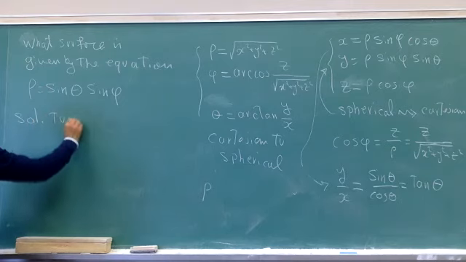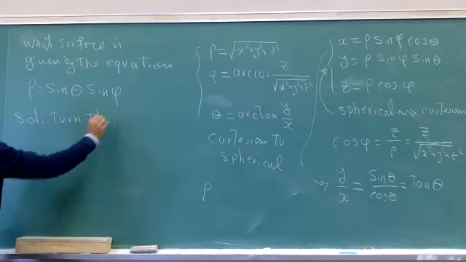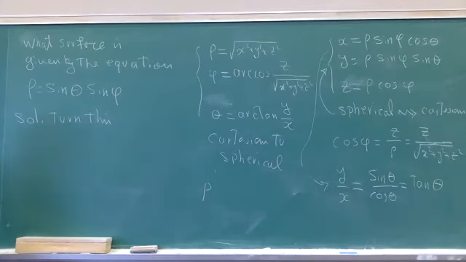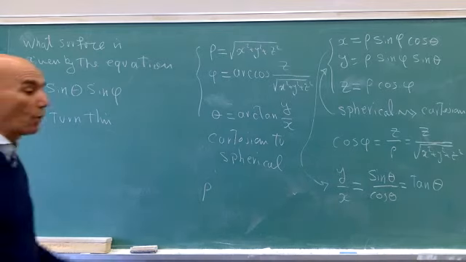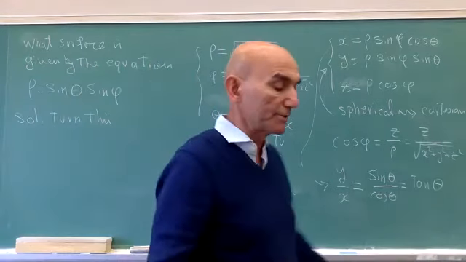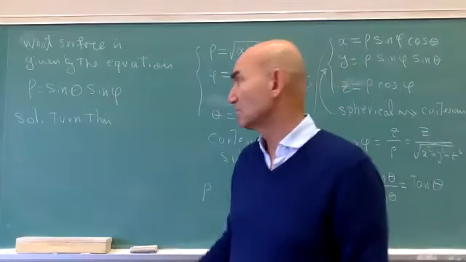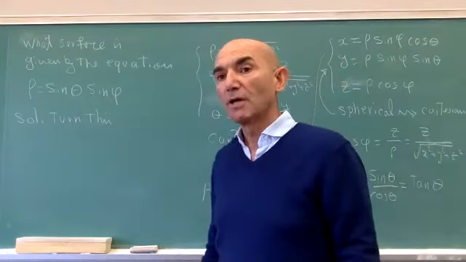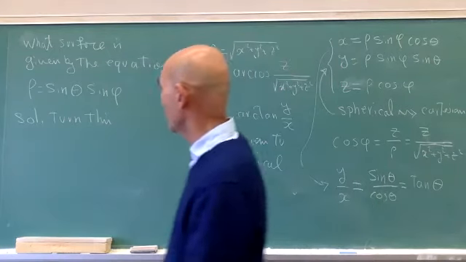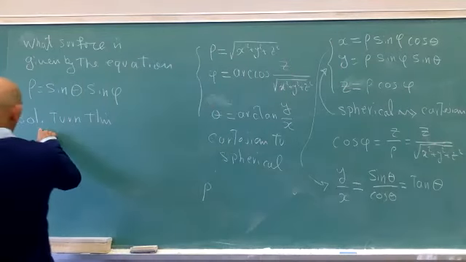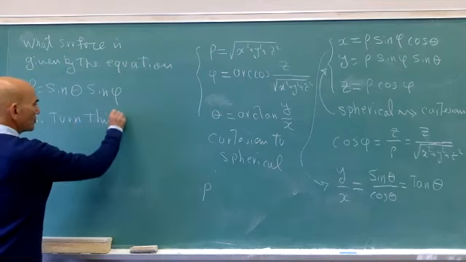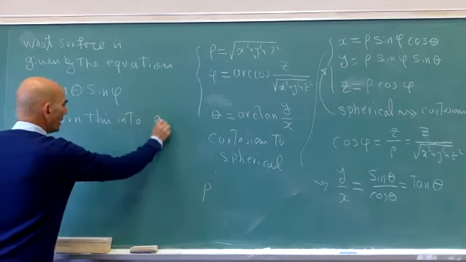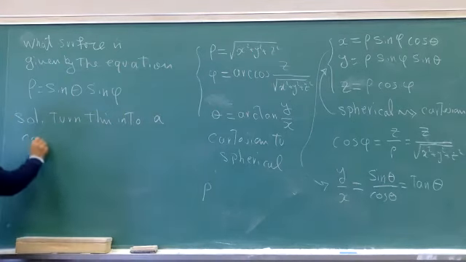Turn this equation, because honestly, it's very hard to imagine this equation in spherical coordinates and guess what kind of equation it is, what kind of surface it's representing. By itself it is not very illuminating, right? We have to turn it into something more illuminating. So the idea is, solution: turn this into a Cartesian equation.